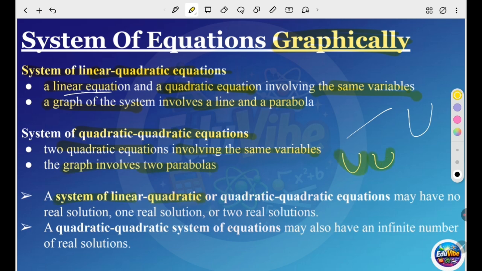A system of linear-quadratic or quadratic equations may have no real solution, one real solution, or two real solutions. It depends on what kind of graph we're dealing with. The type of graph tells us how many solutions there are. And lastly, a quadratic system may also have an infinite number of real solutions, because a parabola goes on to infinity, unlike the linear one, which only rarely does.